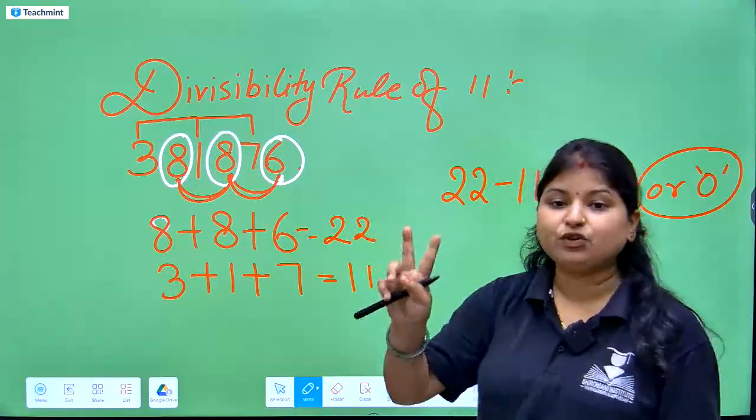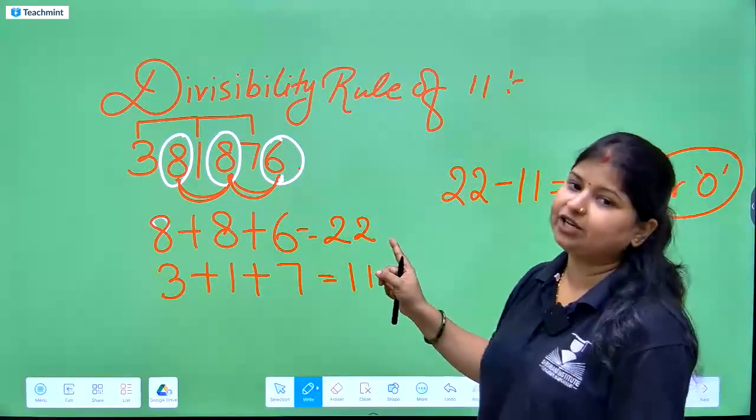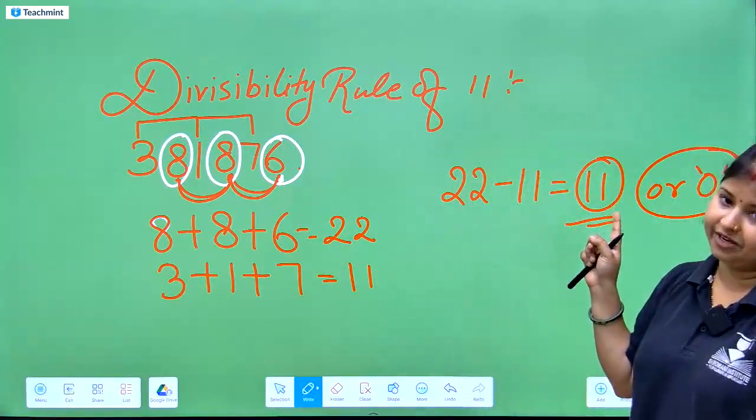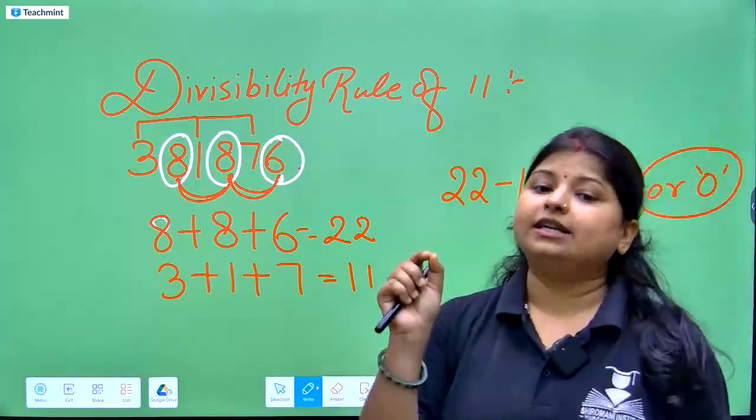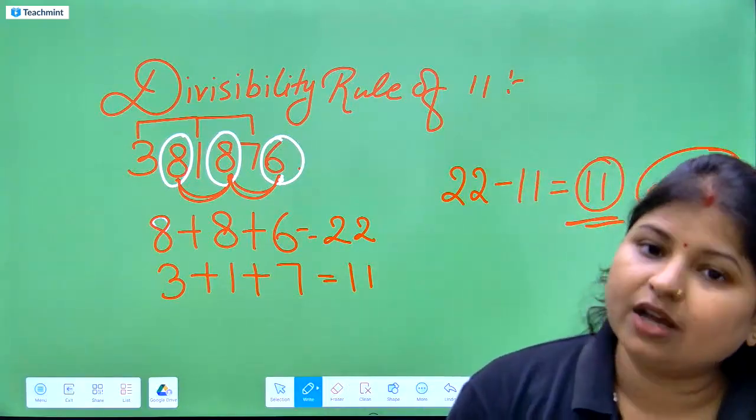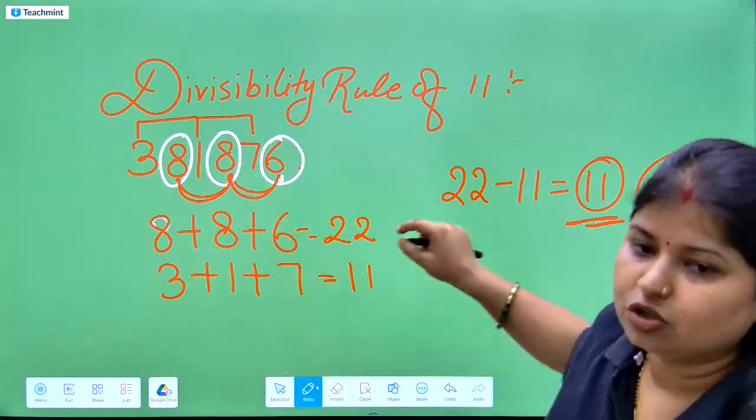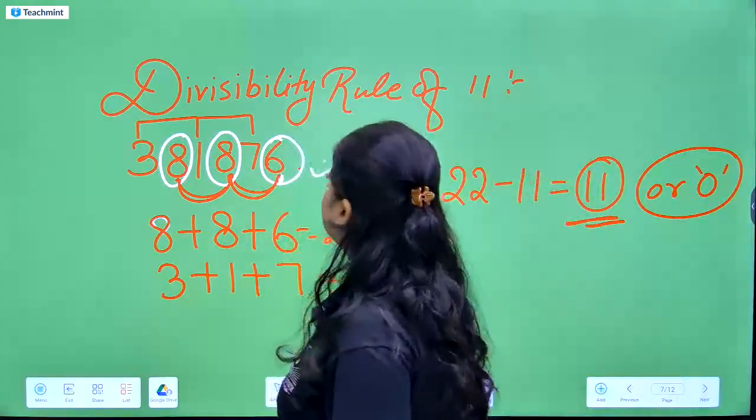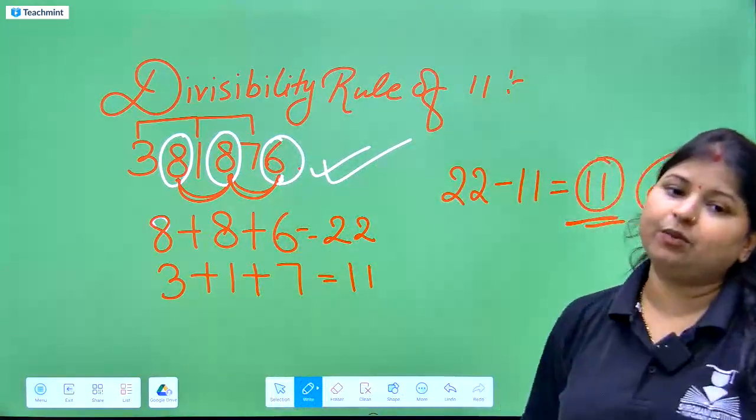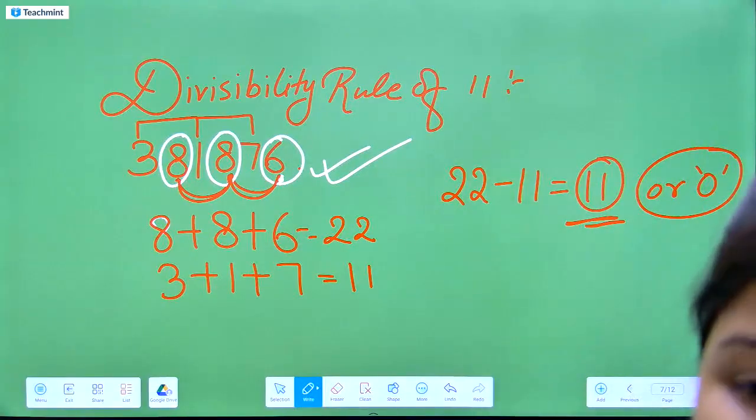Now you have two results in your hand. Subtract them. So 22 minus 11 is 11. If your final answer is divisible by 11, your number is also divisible by 11. So because this 11 is divisible by 11, this 3,81,876 will also be divisible by 11.